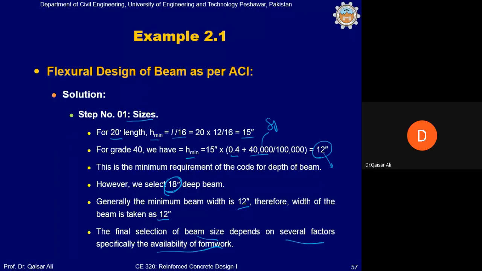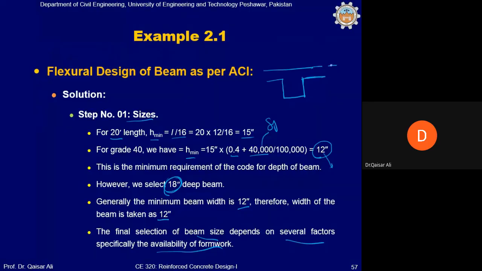What type of formworks are available? Because this beam will be part of a reinforced concrete structure, in which there will be a slab on the top and beams will be provided to support the slab.